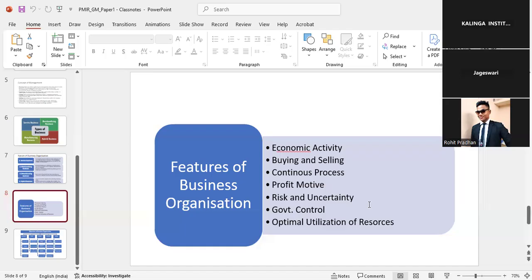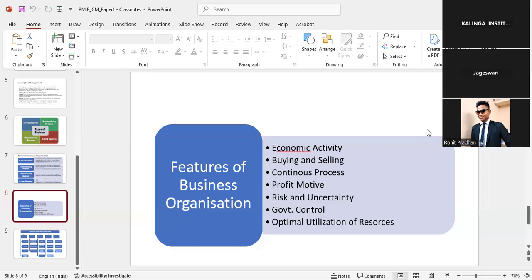Buying and selling, that is also one activity all the business does. Whatever they bought, they sold the same thing to different companies. So these are the different features of business.